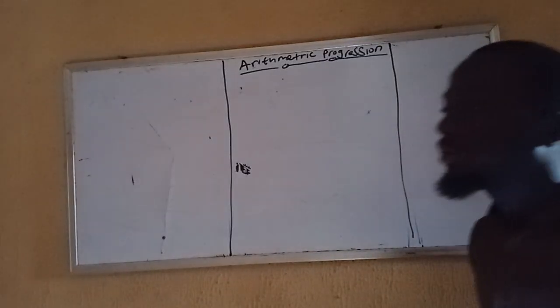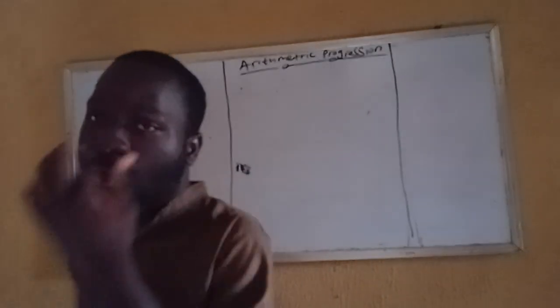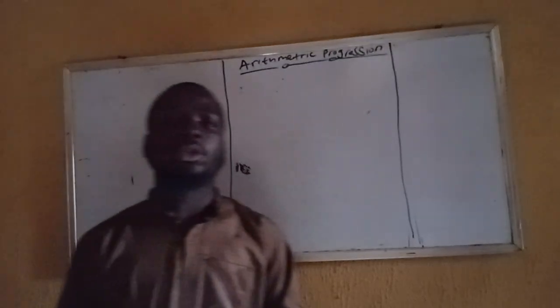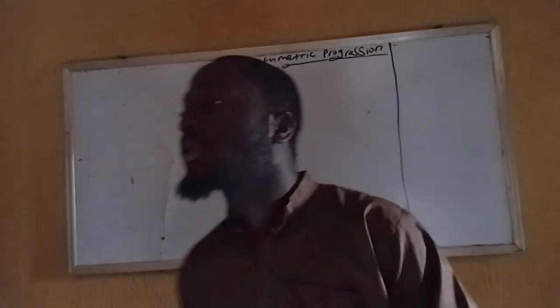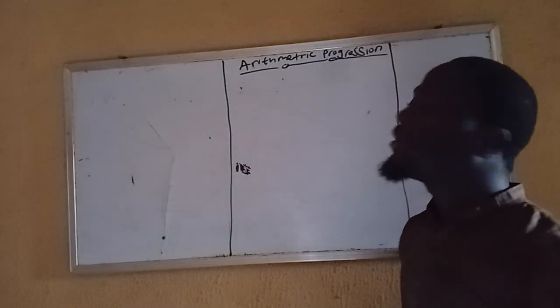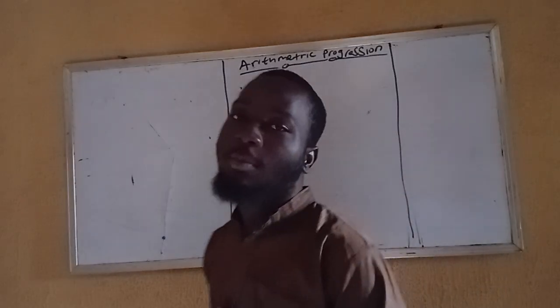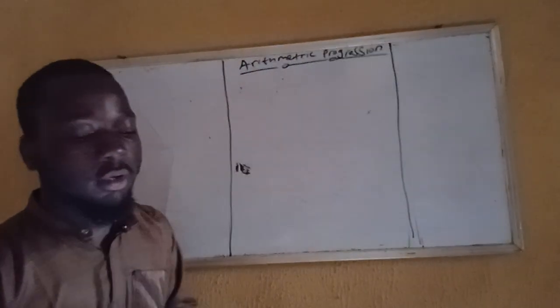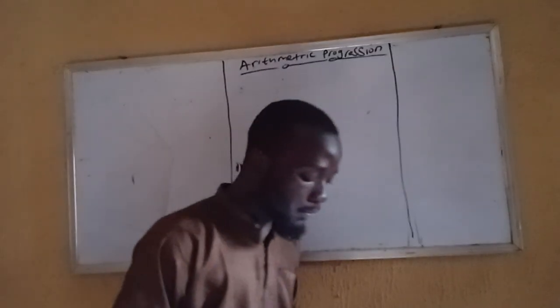Today, we'll be looking at arithmetic progression. So, we have both arithmetic progression and geometric progression when we're talking about series and sequence. We are taking the sequence part, which is arithmetic progression. Okay, take a note, guys.